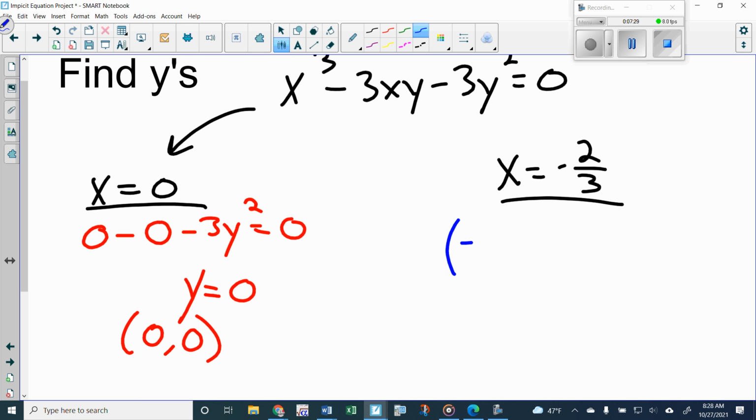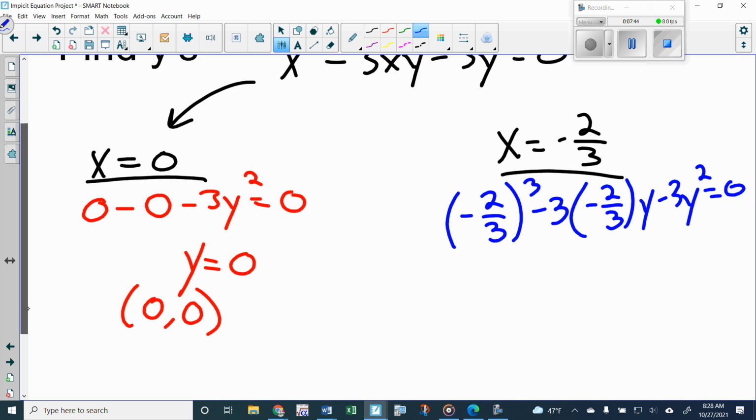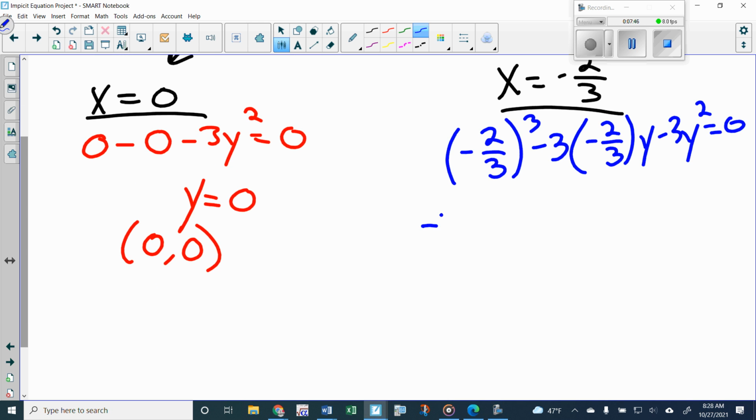So we have negative 2/3 cubed minus 3 times negative 2/3 y minus 3y squared is 0. And now we have to solve that for y. What do we get? Minus 3y squared plus 2y minus 8/27 equals 0.